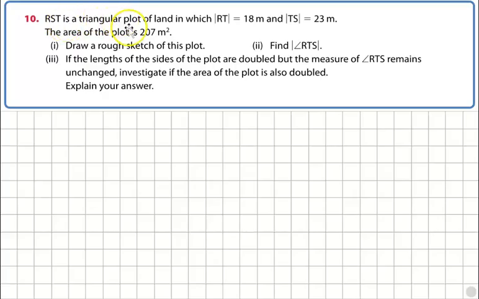RST is a triangular plot of land in which the length of RT is equal to 18 meters, the length of TS is equal to 23 meters, and the area of the plot is 207 meters squared. Part 1, draw a rough sketch of this plot.